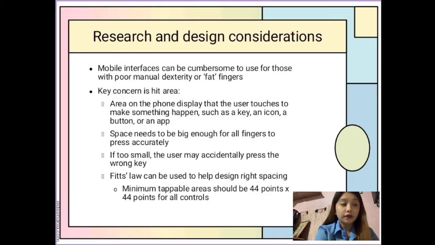For the research and design considerations, mobile interfaces can be cumbersome to use for those with poor manual dexterity or fat fingers. A key concern is hit areas on the phone display that the user touches to make something happen, such as a key, an icon, a button, or an app. Space needs to be big enough for all fingers to press accurately. If too small, the user may accidentally press the wrong key.